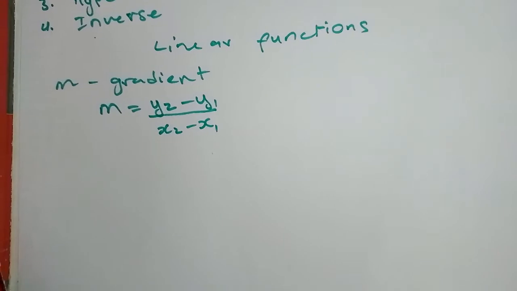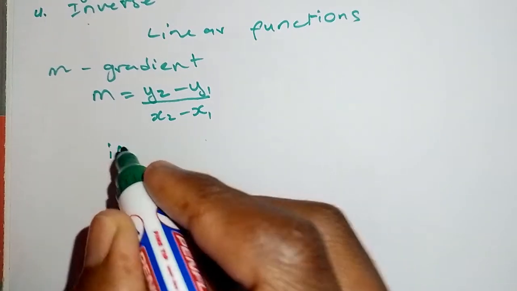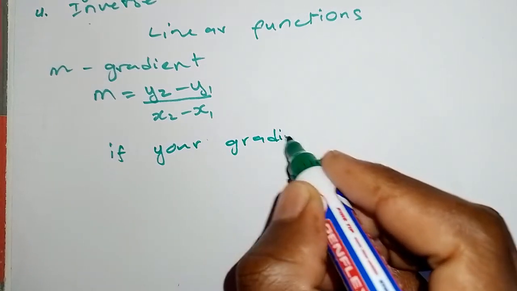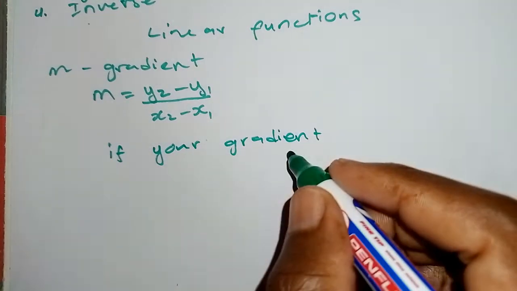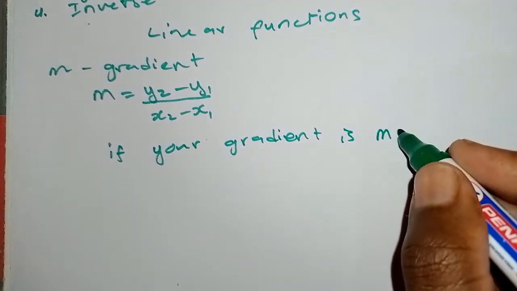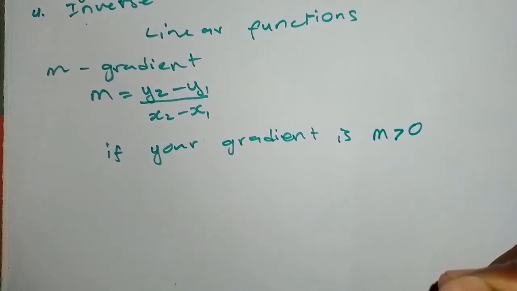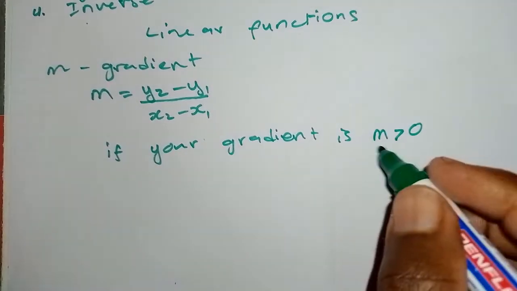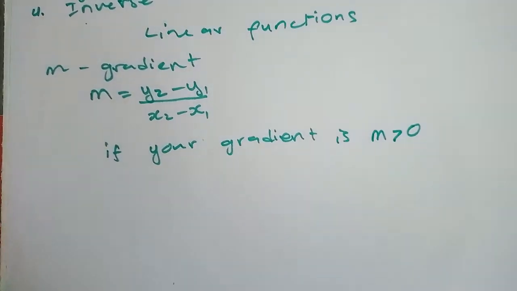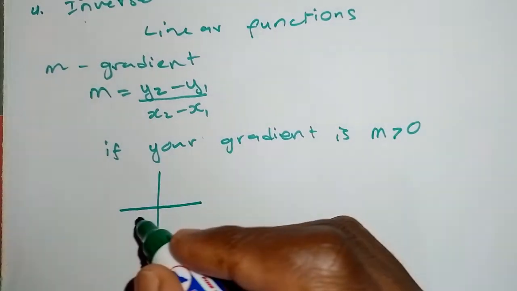And another thing that you need to know about your gradient, if your gradient is greater than 0, not 2. Where did I get 2? It means I love 2 very much, hey? Okay, now if your gradient is greater than 0, this is the graph that you will have.